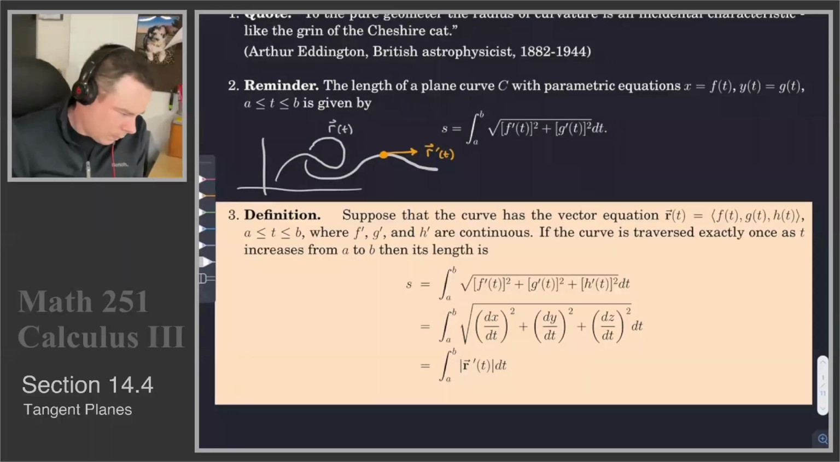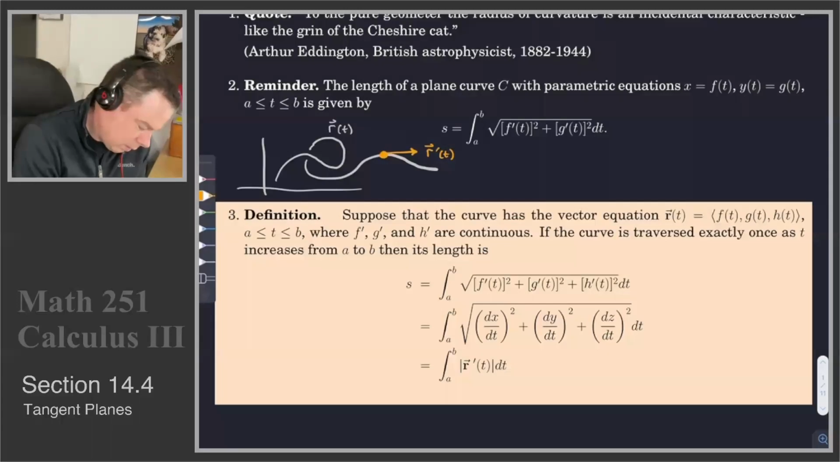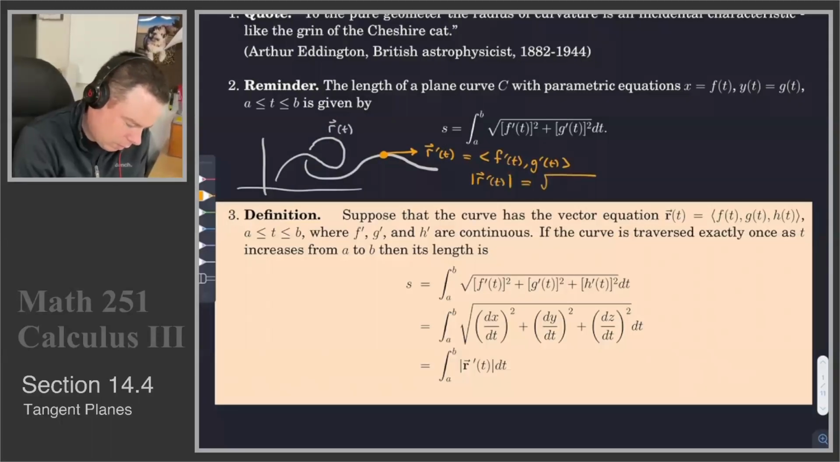And the idea with this tangent vector is that we can compute it. It's f prime of t, g prime of t. The length of it is given by the square root of f prime of t squared. Now we're just using the length of a vector here. It's just the sum of the squares of its components, g prime of t squared.